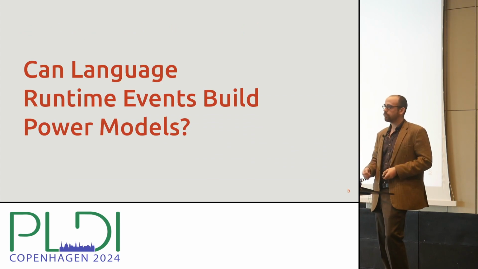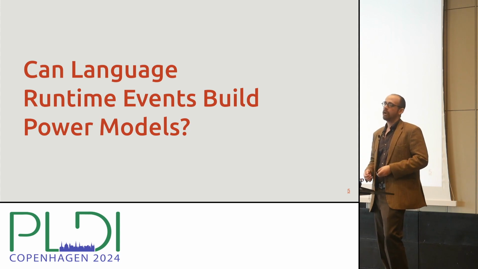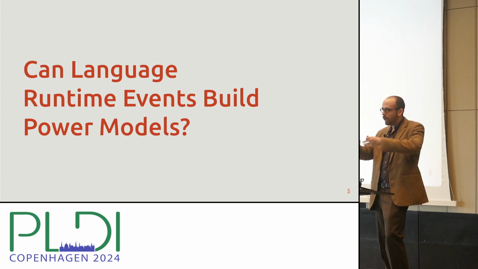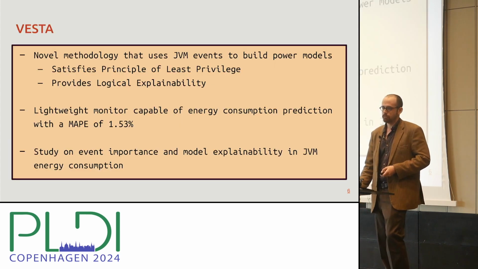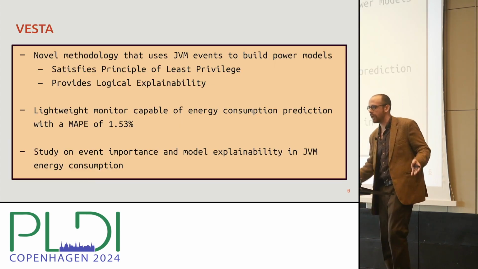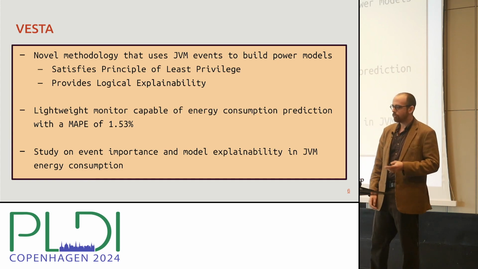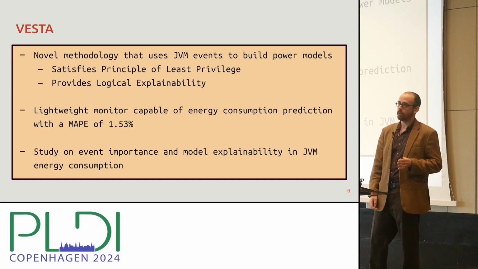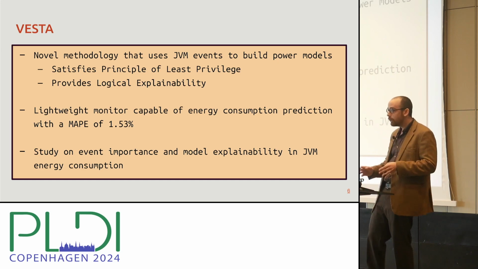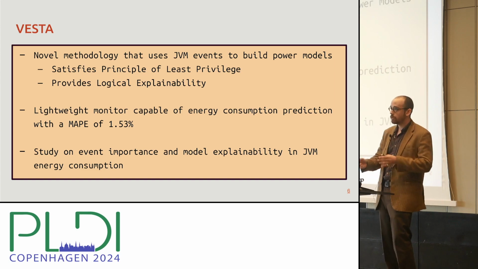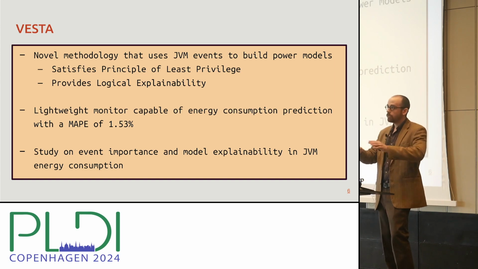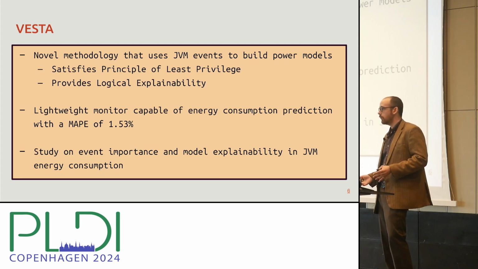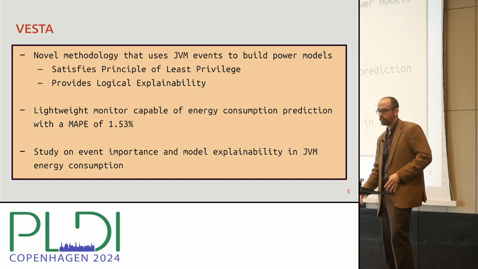Can we build some kind of power model that uses application-specific language runtime events, okay? And of course, for VESTA, the answer to that is yes, we can do that. So VESTA provides a novel methodology that uses JVM events to build power models. So here, by using JVM events instead of HPCs, we're capable of satisfying the principle of least privilege because we're just inside of the application domain, right? We're not jumping down into hardware specifically.